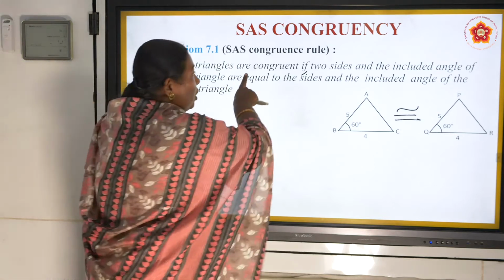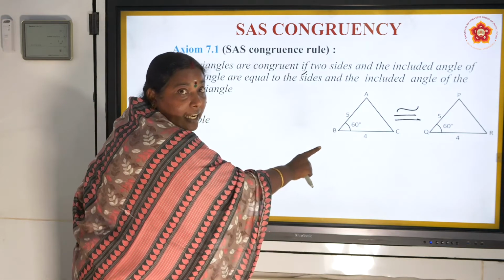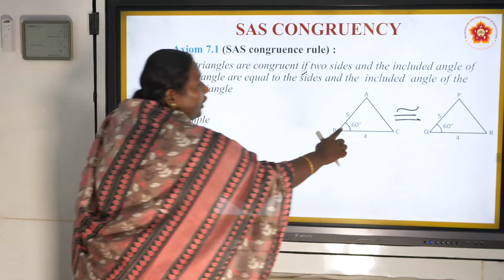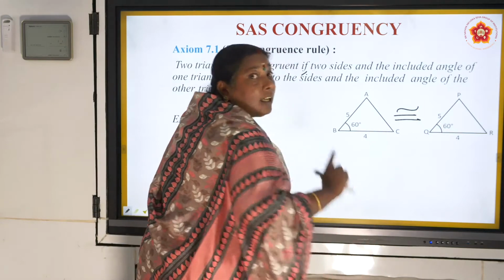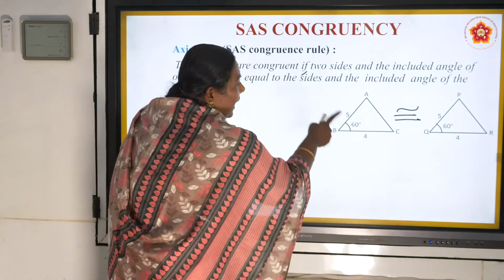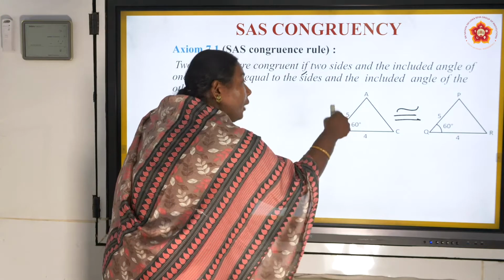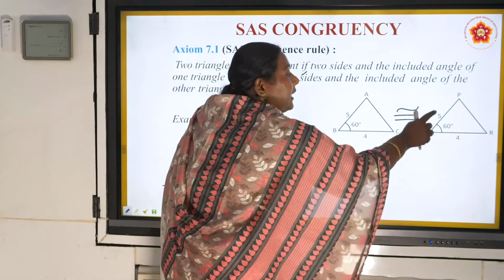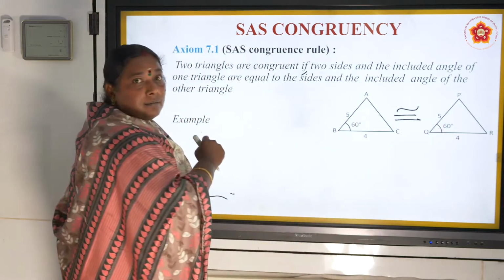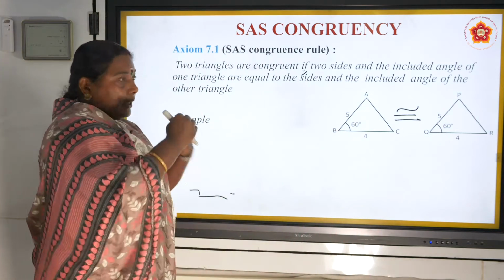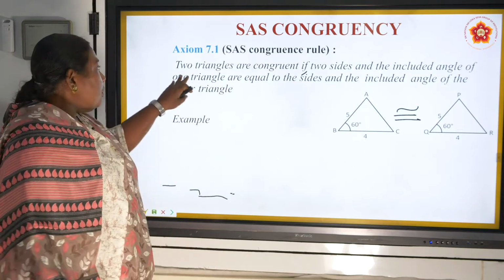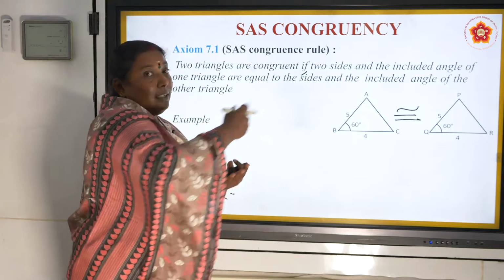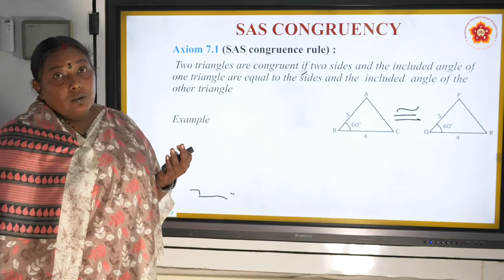Don't look at here, look at this diagram and repeat the axiom. 2 triangles are congruent if 2 sides and the included angle of one triangle are equal to 2 sides and the included angle of the other triangle. That's all. Is it right? So repeat it again and again. You don't even have to see this, because there is a possibility they will ask, write the axiom, the SAS congruence rule.